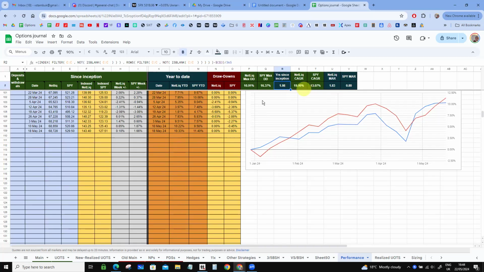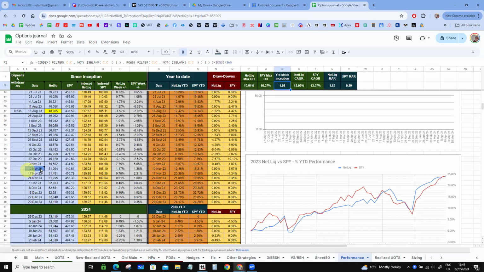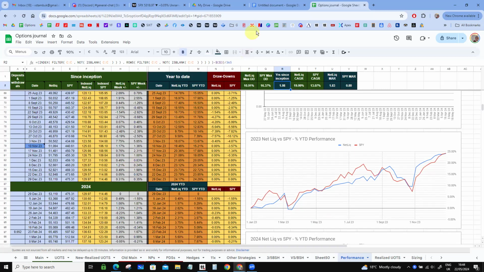And one thing to point out is I started the UOTS strategy here on November the 10th of 23, but that's only about 6 months. If I would only count from that point, the CAGR would be closer to 28%. The max drawdown from that point would have been around 6%. So it would be much better, but that's a very short time frame.